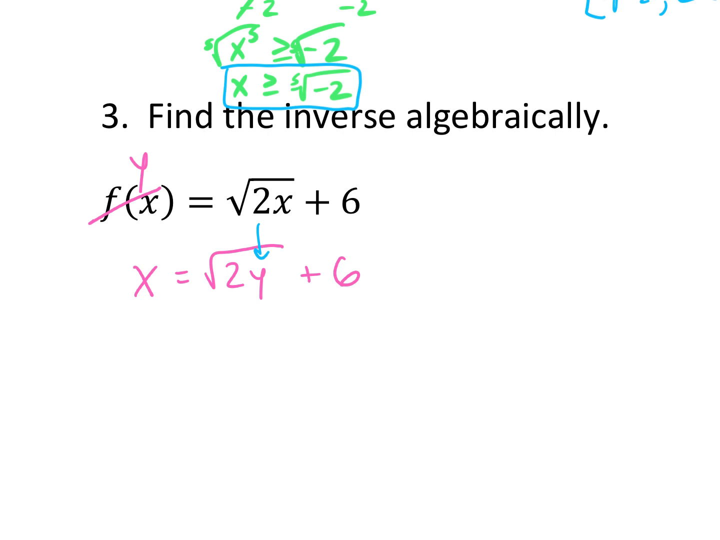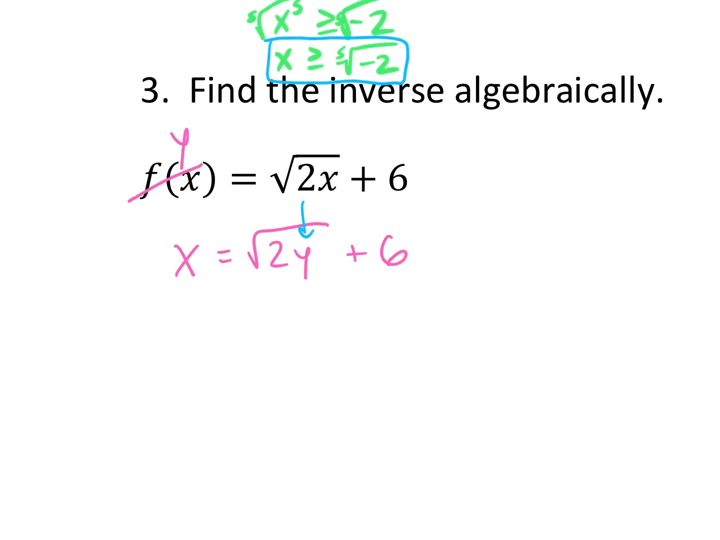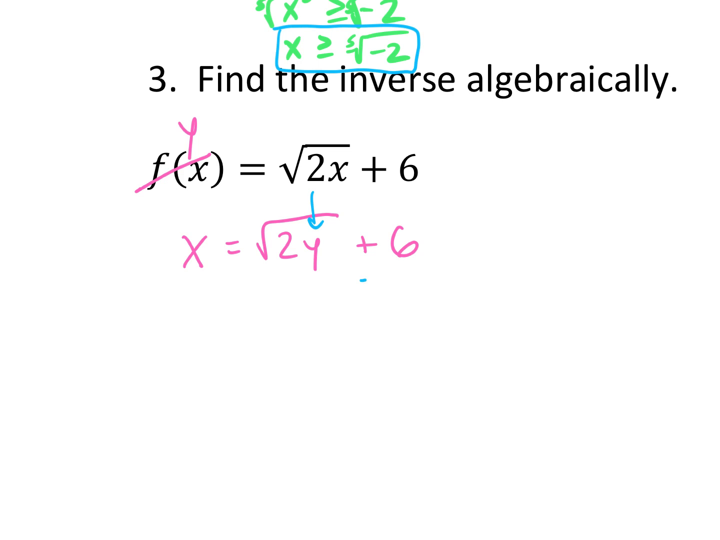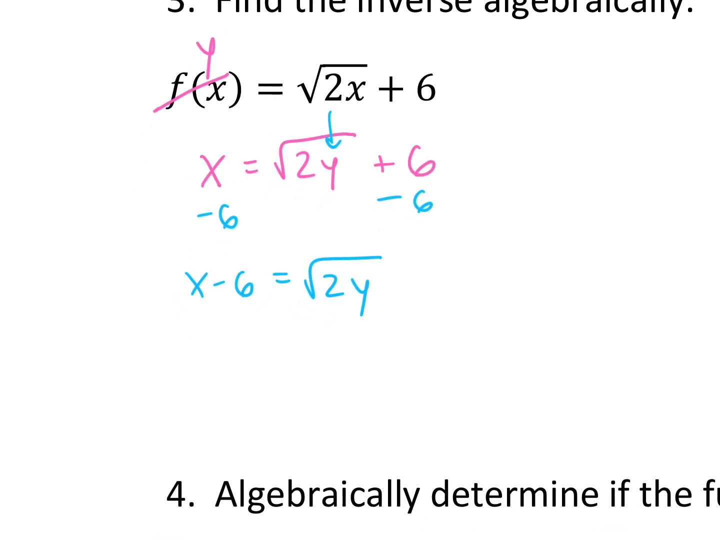I need it to be y is equal to. So I got to get that y all by itself. I'm going to subtract 6 on both sides. So x minus 6 is equal to the square root of 2y. How do I get rid of that square root? Square both sides so it cancels out. Now be careful because I'm squaring the whole left side, so that's why I put it in parentheses. So I have x minus 6 squared is equal to 2y.